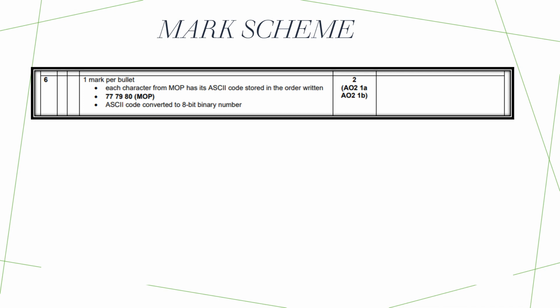So this is the mark scheme for question 6. It just says that you have to talk about how each character has its own ASCII code and then what the actual ASCII code would be. So 77, 79, 80 are the 3 numbers that you would need to record. If you've mentioned something about ASCII code being converted to binary, then that would also be beneficial.